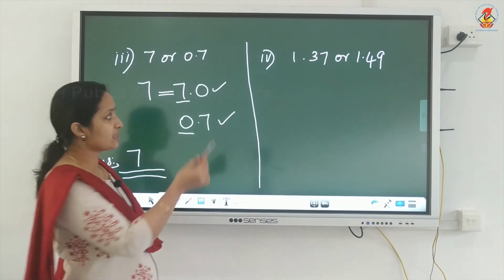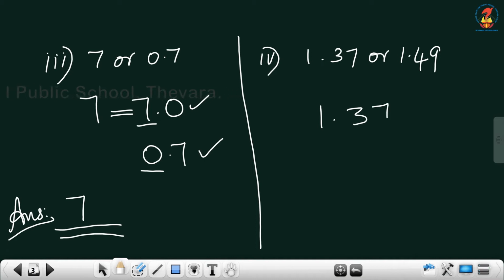Now move to the next question. 1.37, 1.49. First you have to check whether they are like decimals or not. Yes, they are like decimals. What is the reason for that? Here in these two decimal numbers, there are two digits in the decimal part. The number of digits in the decimal parts are the same, or the number of places in the decimal part are the same. We can say that they are like decimal.